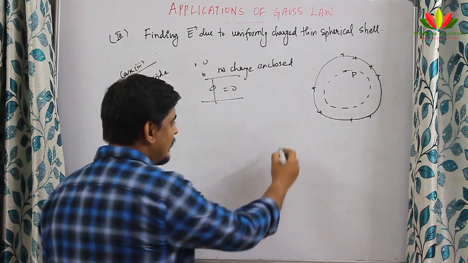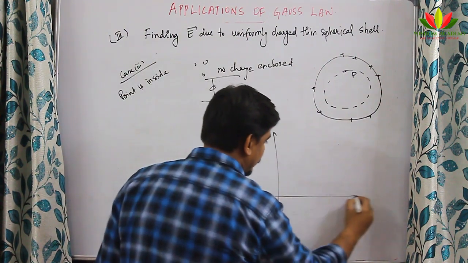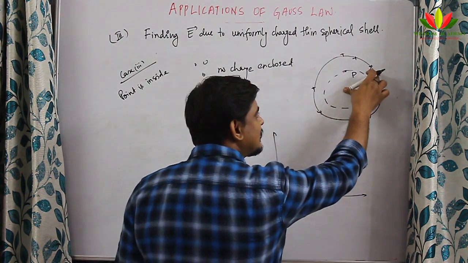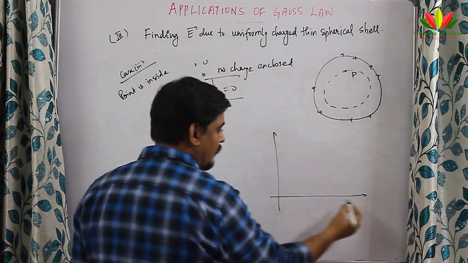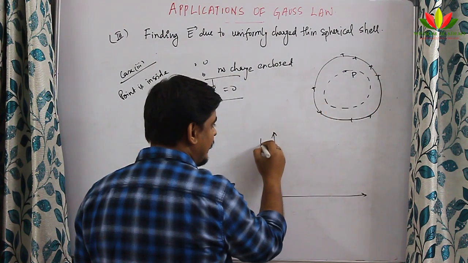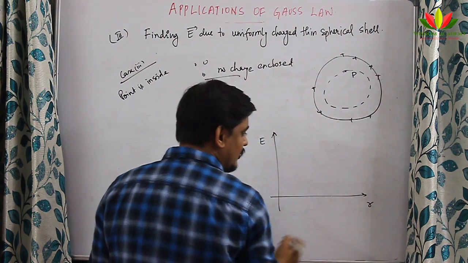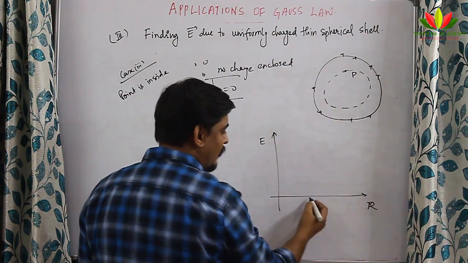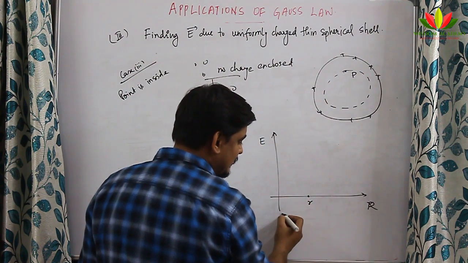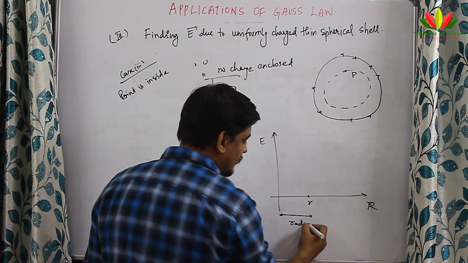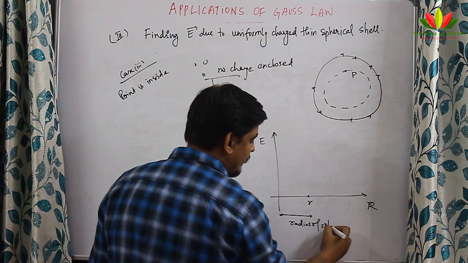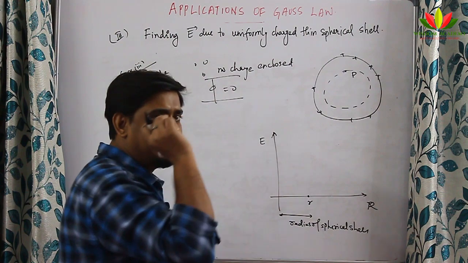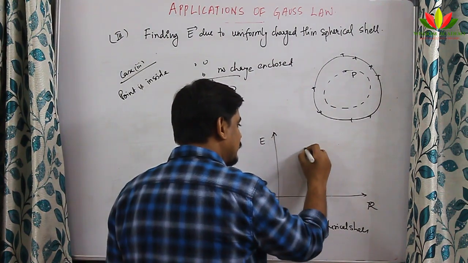If I represent it in a graphical way, until the point is from the center to this shell, it is 0. There is no value of electric field. So I am drawing the electric field here, and these are the R values. Until the capital R reaches the small r value, this is small r, the radius of the spherical shell. Until that point, the electric field is 0. At that value of R, the electric field is maximum.